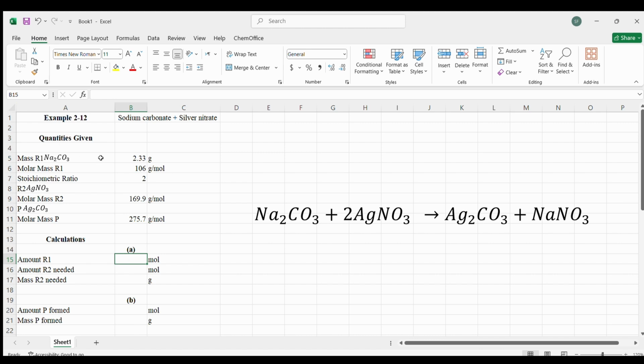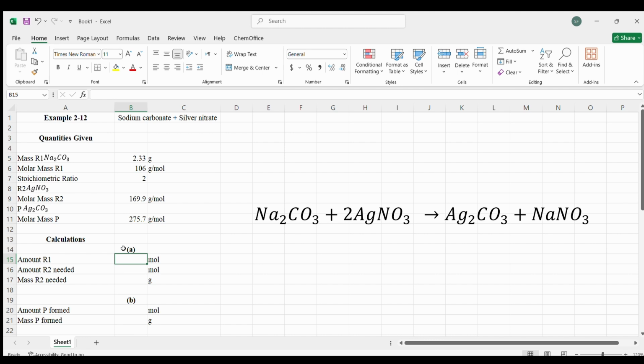So we have the mass of the first reactant, and we have the molar mass of the first reactant. So by dividing this number by this number, we can find the amount. Okay, so we want to give Excel the formula to calculate this number automatically. It means every time that we change the input mass of the first reactant, it automatically calculates the amount of the first reactant in moles. Okay, so we want to give the formula.